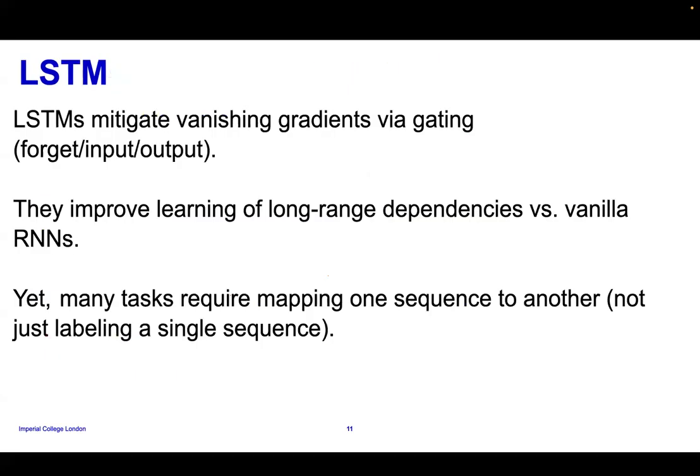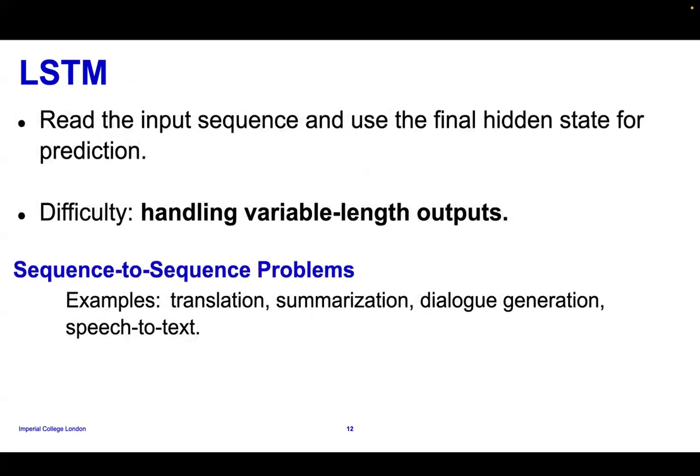So this is just telling you the story. If you remember in RNN, we talked about vanishing gradient. LSTM solved that problem, right? They also improve long-term dependency, but still they are not good enough. They cannot solve the problem of what we call Seq2Seq. One difficulty for LSTM is handling variable length output sequences.